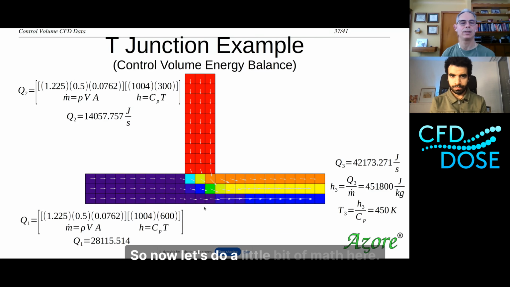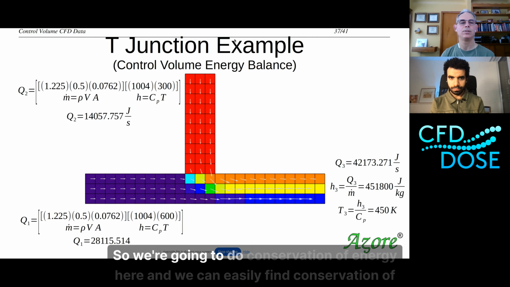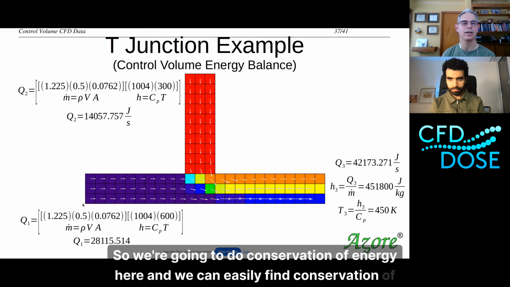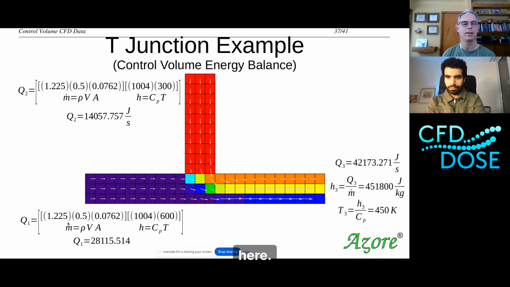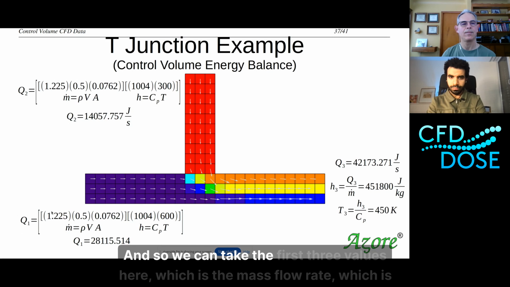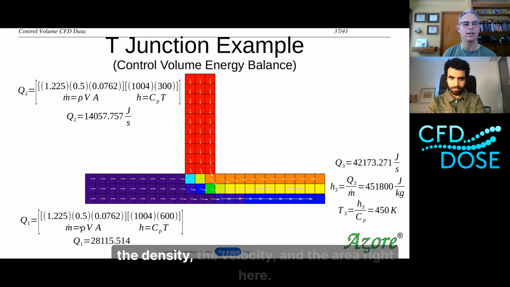So now let's do a little bit of math here. We're going to do conservation of energy, and we can easily find it. We can find out the amount of energy that might be coming in at this surface right here. And so we can take the first three values here, which is the mass flow rate: the density, the velocity, and the area right here.